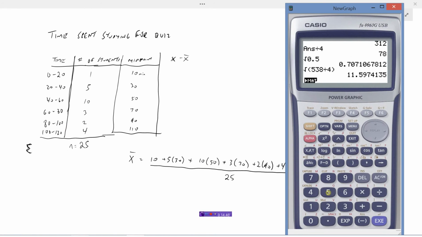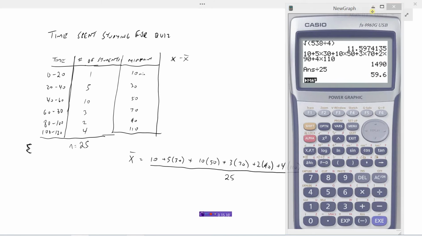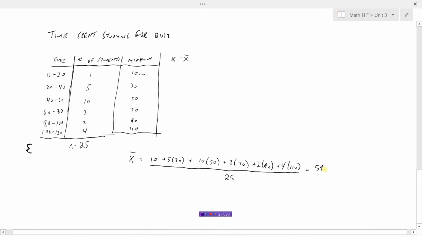So 1 student at 10 plus 5 students at 30 plus 10 students at 50, 3 students at 70, 2 students at 90, and 4 students at 110 for a grand total of 1,490. And I'm going to divide that by 25. This will give me my mean. So 59.6. So 59.6 is now my average.